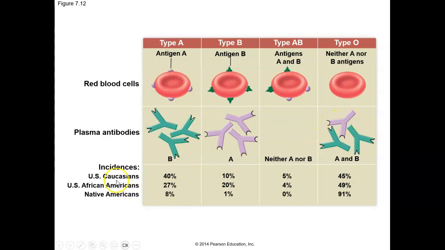If you're just interested in the incidence here, you can see that in the U.S. for Caucasian people, type O and type A are the most common. B and AB are less common. And because this is a genetic factor, this can vary based on your genetic background. So African Americans have a little bit different distribution. Native Americans, look at that. Most Native Americans have type O and not these other types. Anyway.